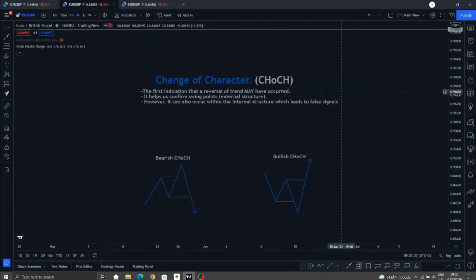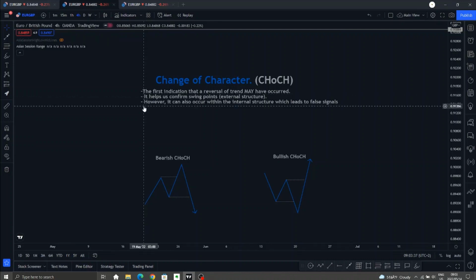So that's essentially what change of character is. It is the first indication that a reversal of trend may have occurred. It helps us confirm our swing points from an external structure point of view, because once we've seen that break of structure, we need to wait for that swing point to form, and then we know exactly where we can start looking for high value areas to continue with the underlying trend from.